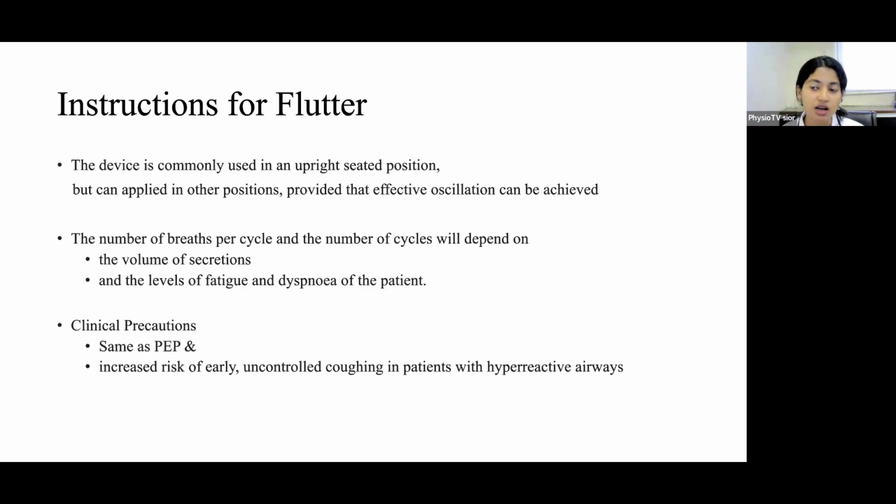Clinical precautions again would be the same. Only thing here would be, because of the oscillations in patients with hyperreactive airways, the patient might have a premature coughing bout or uncontrolled coughing. So here is a video. Let's look at the video of the subject using a flutter device.